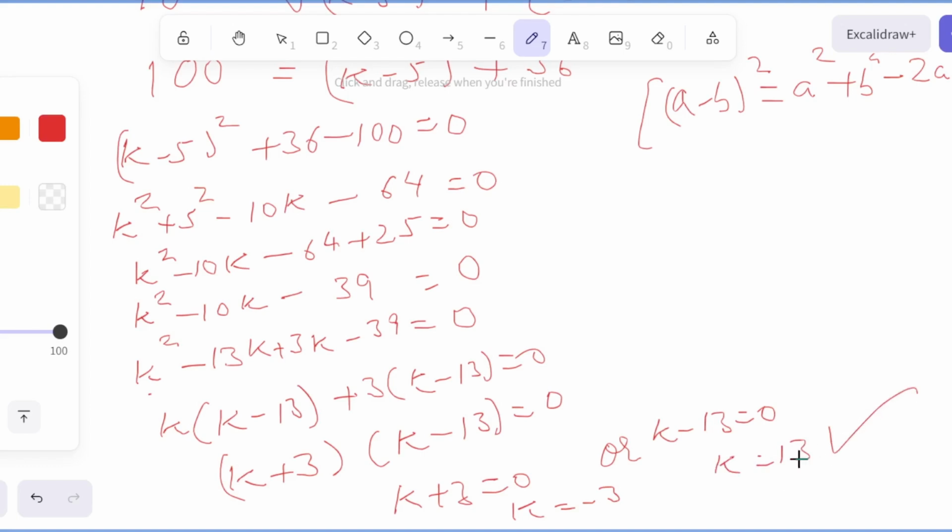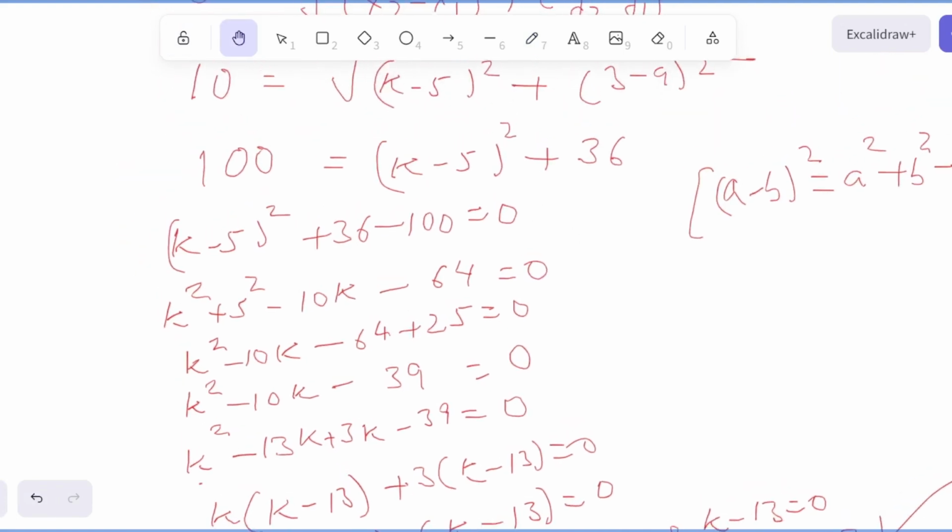This will be correct. Why? Because this is not a distance, right? It's just a coordinate, so both can be right. If this had been a distance, we would have gone with the positive value. But because it's just a coordinate, it can be negative or positive. So either −3 or 13, both can be the x coordinates. Does that make sense, buddy?